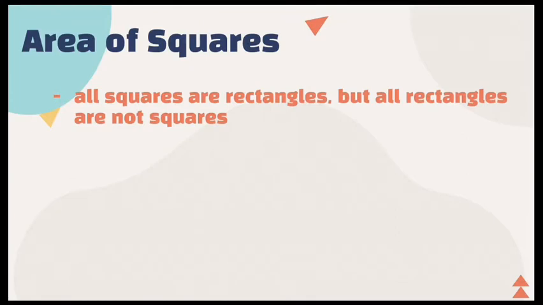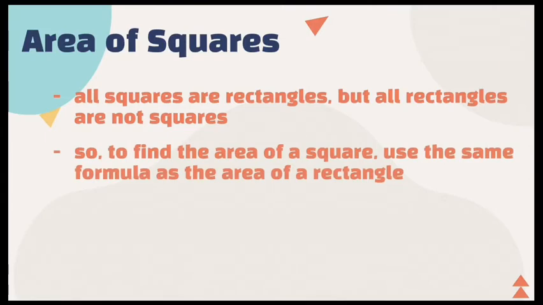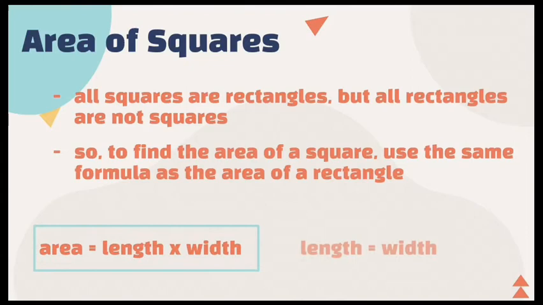All squares are rectangles, but all rectangles are not squares. So since squares are rectangles, we just have to use the same formula as the area of a rectangle. So the area is length times width, but the only difference is that in a square, the length is actually equal to the width. But that doesn't change how we actually solve it.